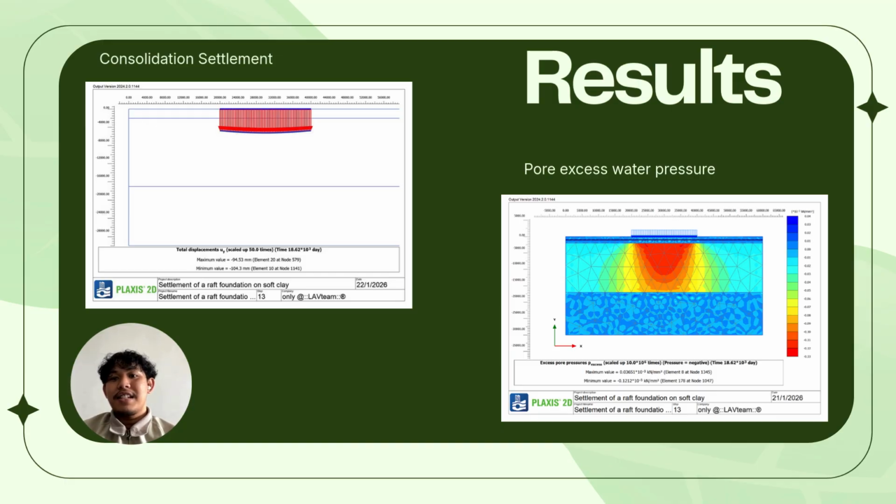We ran a consolidation analysis over a 50-year period to see how the soil and foundation would behave long term. On the left, you can see the consolidation settlement result. The simulation predicts that after 15 years, the center of the raft will settle by approximately 10.4 centimeters. On the right, we have the excess pore water pressure contour. This image proves that our drainage setup is working correctly. You will notice the blue zone at the very top and bottom. This indicates that water has successfully drained out of the soil at the boundaries.